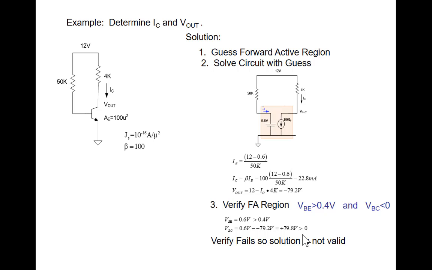You put in the model. The model in saturation was this, 0.6 and 0.2. And this was the collector. And this was V out. Okay, everybody see that? Okay. Now we have to verify this is valid.